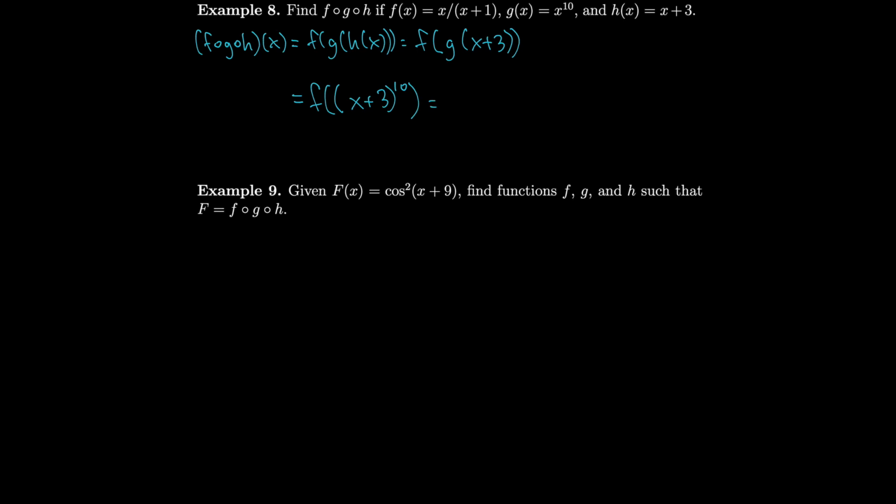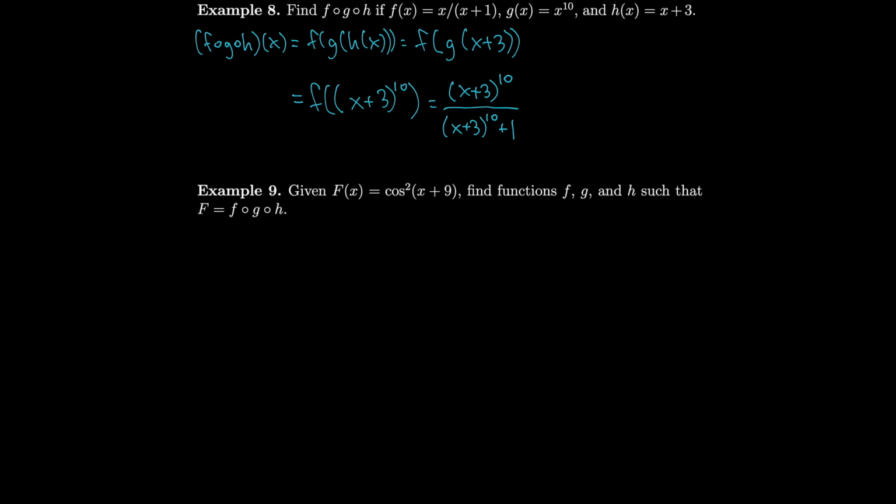Okay, so that means we're plugging x plus 3 to the 10th into each of these x's, because now we have to plug it into f. So that's just x plus 3 to the 10th divided by, instead of x, x plus 3 to the 10th, and then we keep our plus 1. Okay, looks worse than it is.